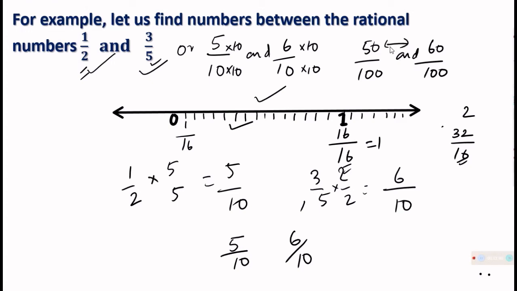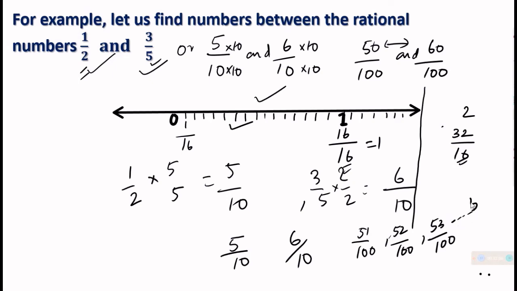10 numbers in between. I can write them down here: 51 upon 100, 52 upon 100, 53 upon 100. These are numbers in between. How far will we go? Up to 59 upon 100. So this way, by multiplying numerator and denominator by the same number, we can expand it and get as many numbers, infinite numbers, as we want. But if denominators are not the same, we cannot do it. So we have to make the denominators the same and proceed.